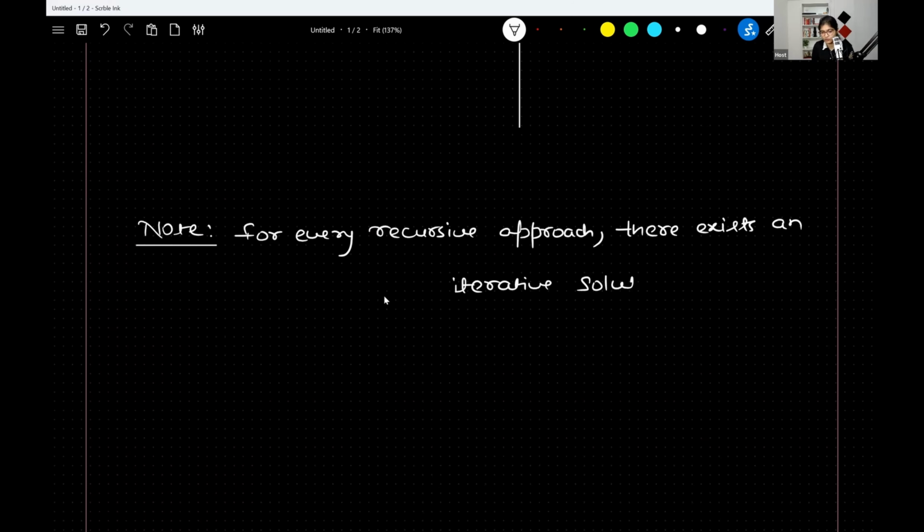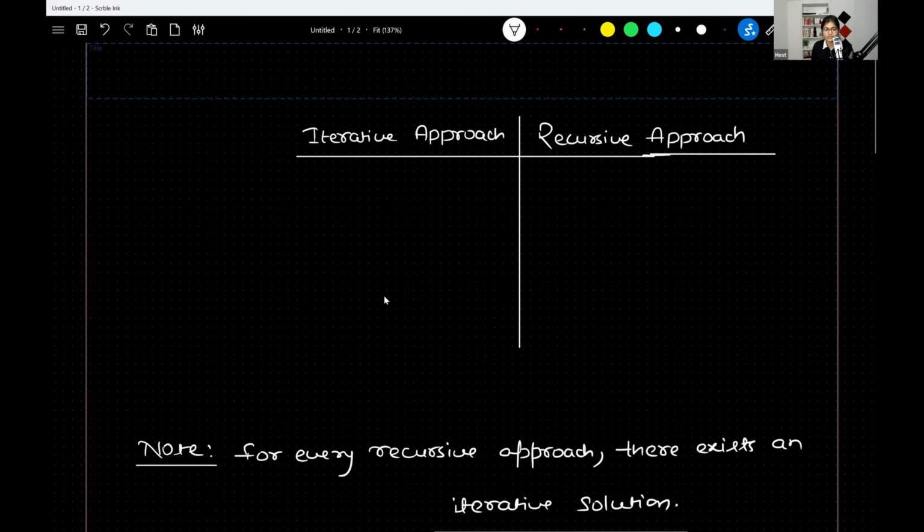I hope everyone knows the recursive solution. What is the meaning of an iterative solution? It means you are using loops, either a for loop or a while loop in Python, to implement the code.